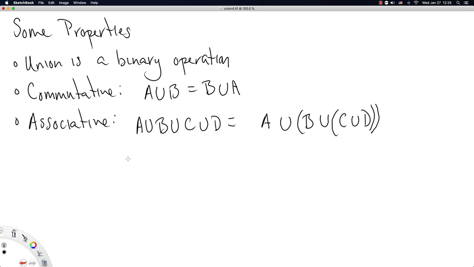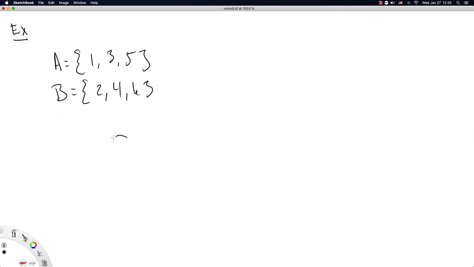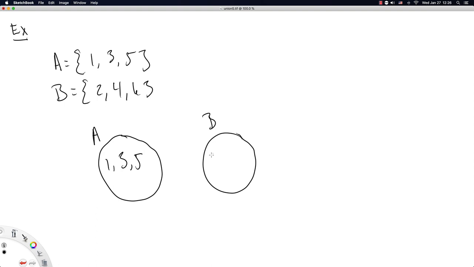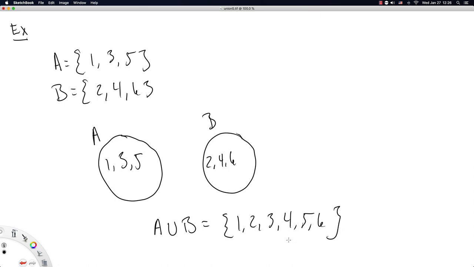Okay, so that seems like some pretty good properties of the union. So let's try out our examples, which hopefully help us see better what's going on. So let's let A equal the set of 1, 3, 5, and B equal the set of 2, 4, 6. Starting out simple. You could draw that as A, 1, 3, 5, and B as 2, 4, 6. Then A union B is equal to the set of 1, 2, 3, 4, 5, and 6. That seems pretty good.